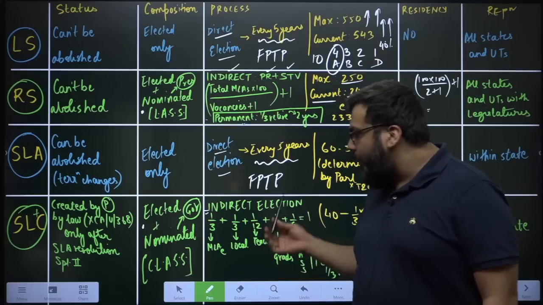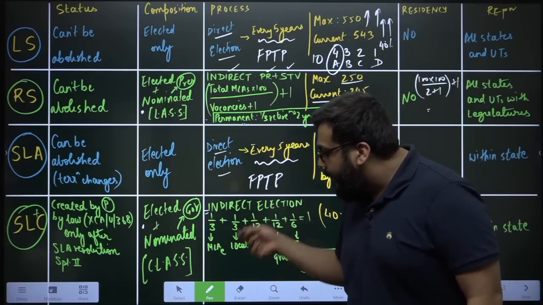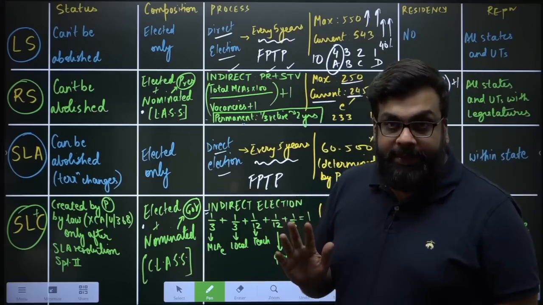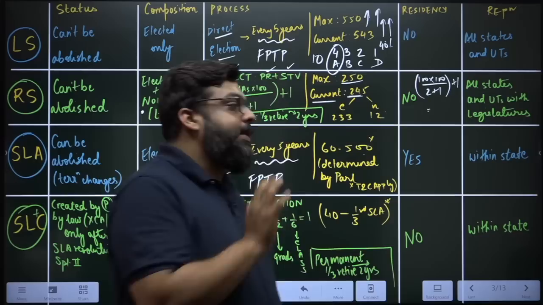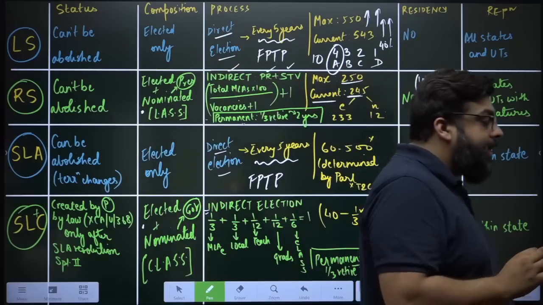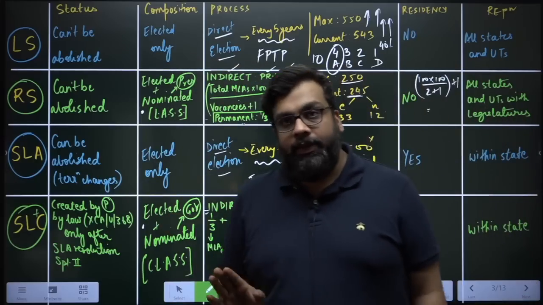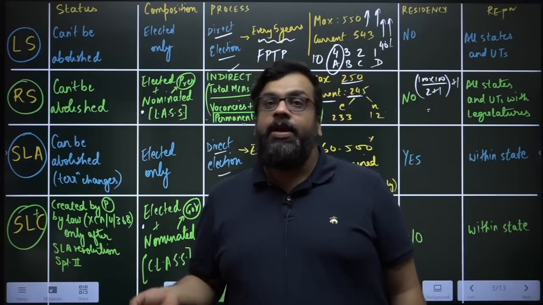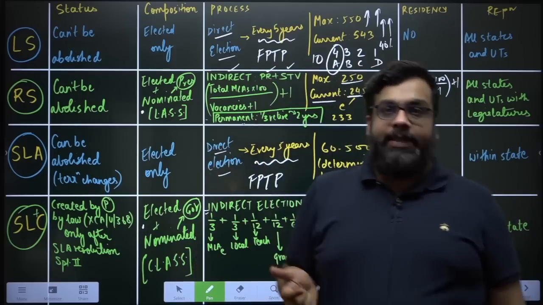So one third of the Legislative Council members are chosen by the elected MLAs. They cannot be existing MLAs. MLAs cannot fight an MLC election. Very clear on this. MLAs cannot fight an MLC election. You'll have to resign and then contest, but you can't fight simultaneously.